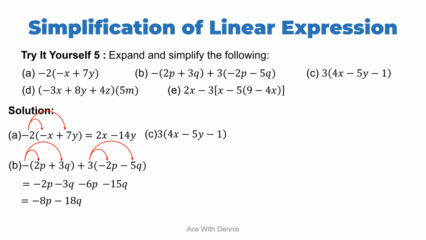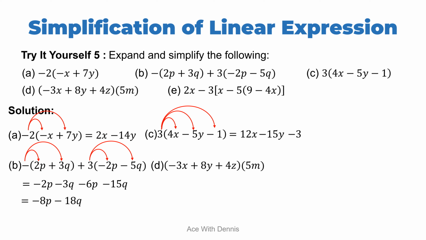For C, 3 times 4x minus 5y minus 1. So 3 times 4x, we get 12x. 3 times negative 5y, we get minus 15y. 3 times negative 1, we get minus 3. So we can simplify further. This is the answer.